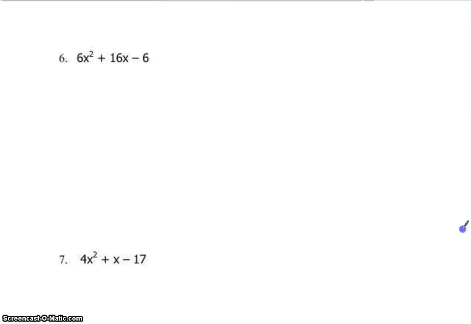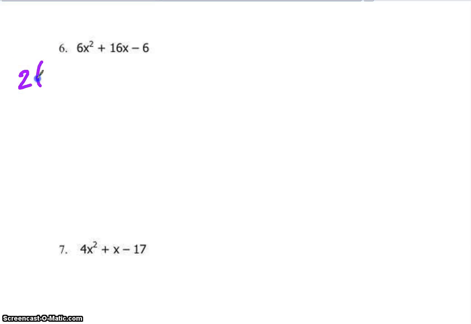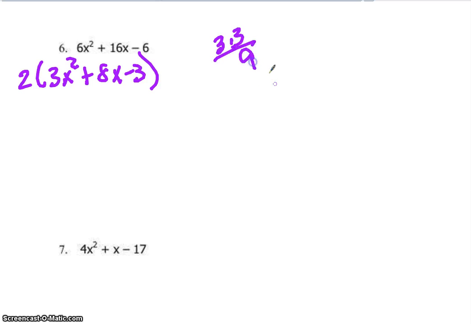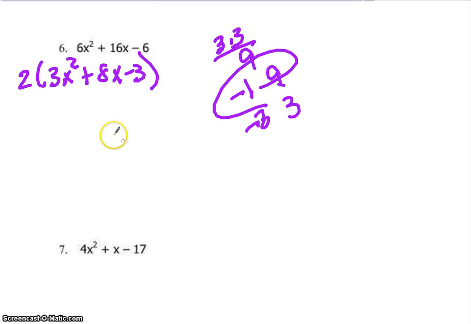Looking at number 6, they all divide by a 2. Leaves you 3x squared plus 8x minus 3. Okay, it doesn't get you back to one like day 2, but it still gives you smaller numbers to work with. So 3 times 3 is 9. Factors of 9 are 1 and 9, 3 and 3. Signs are different. Largest is positive, so the small one's negative. It needs to equal 8. Just leave the 2 alone for the moment.